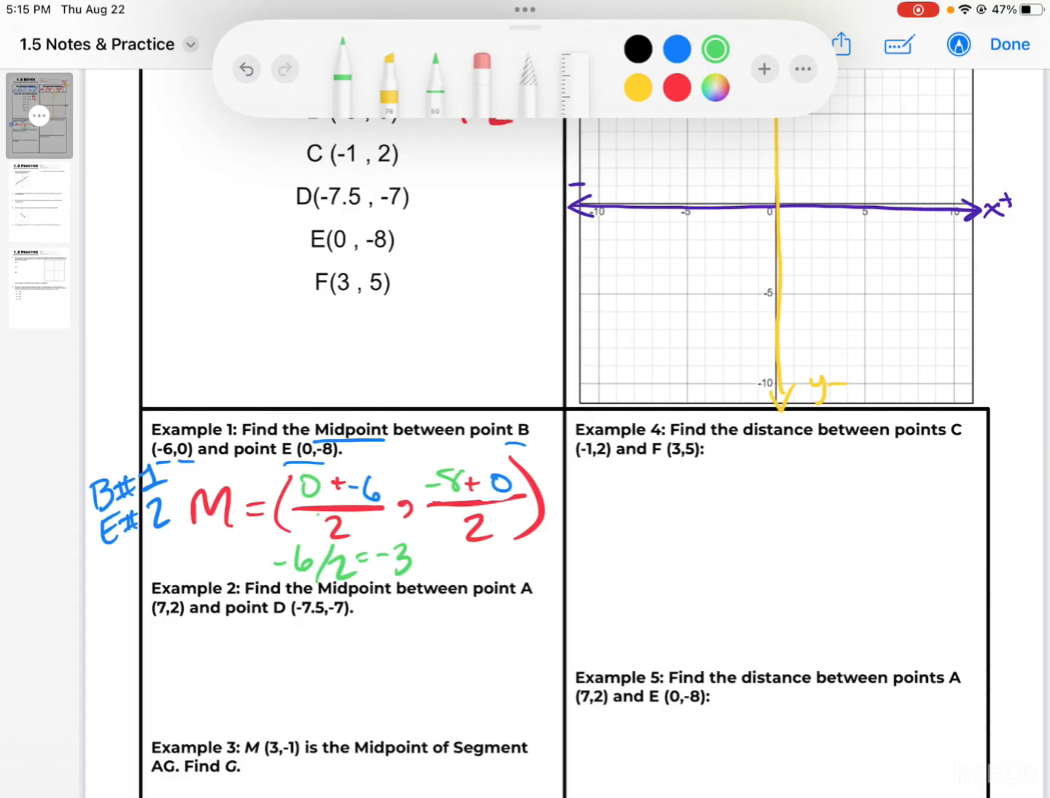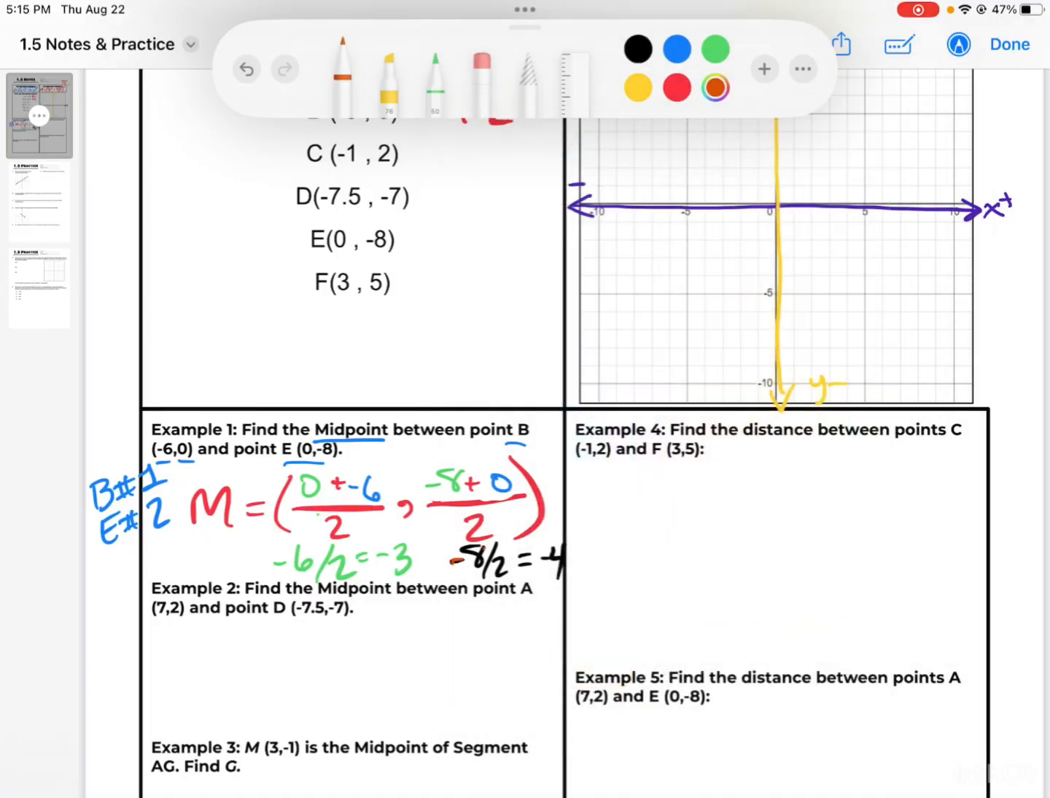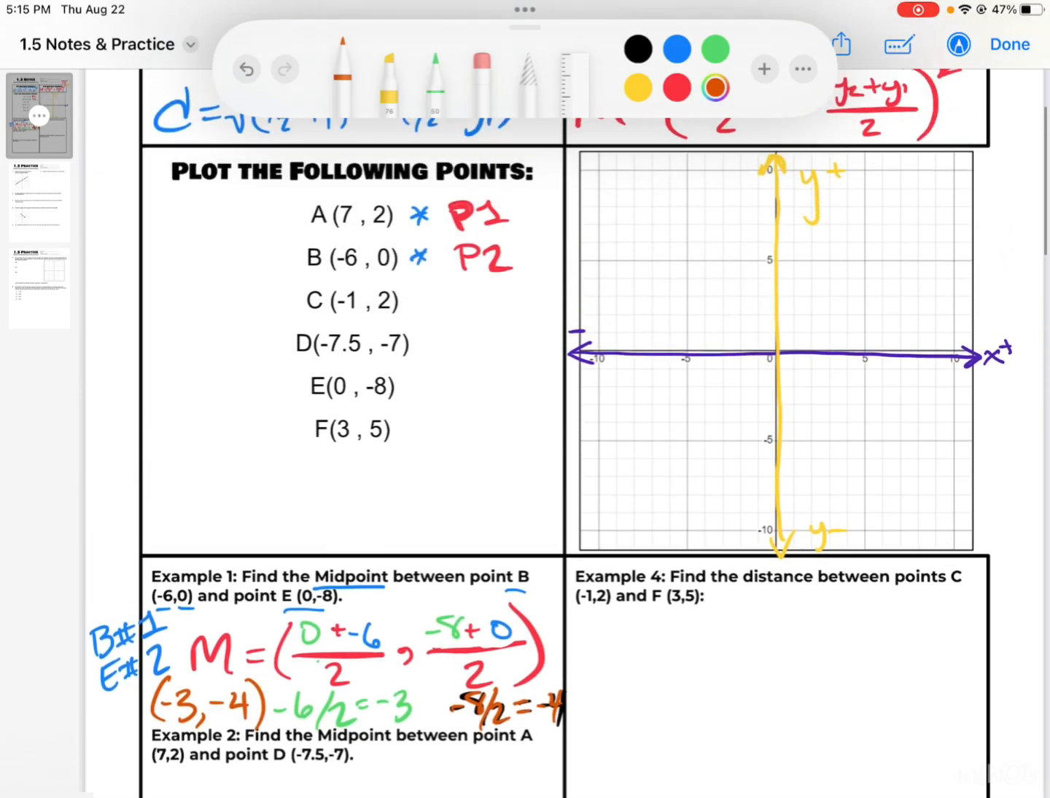So it's going to stay -8, and it will be divided by 2 and give me -4. Let me make that a different color so it's a little easier to see. -8 divided by 2 is -4. And so my final answer, my final ordered pair is -3, -4.